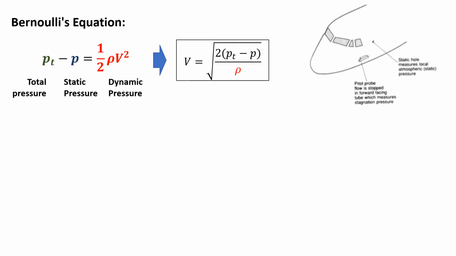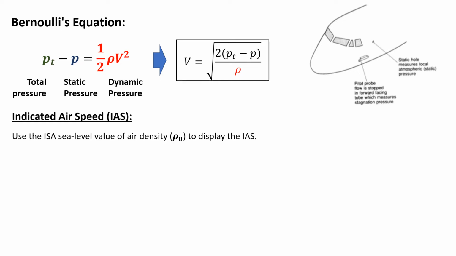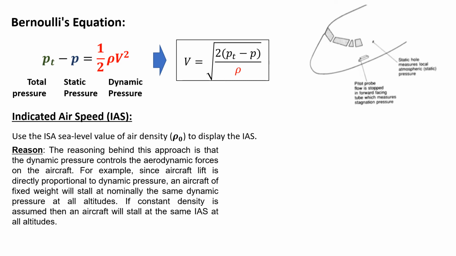And you may notice I highlighted the density rho in red. You may already know why I did that, because the question is how do we get the density when the aircraft is flying? It's very hard. So we use the sea level ISA air density rho 0 to display the airspeed. So this airspeed is called the indicated airspeed.